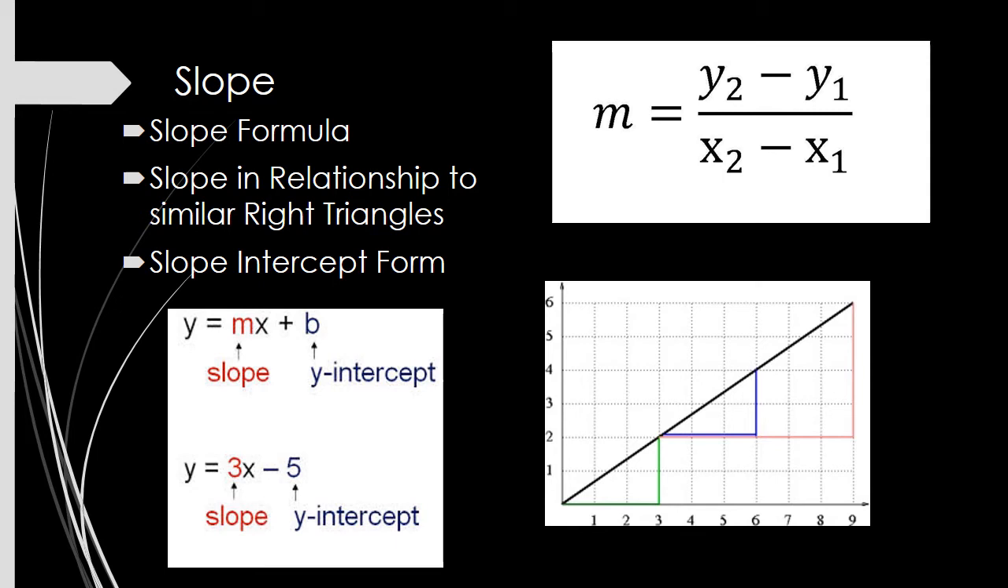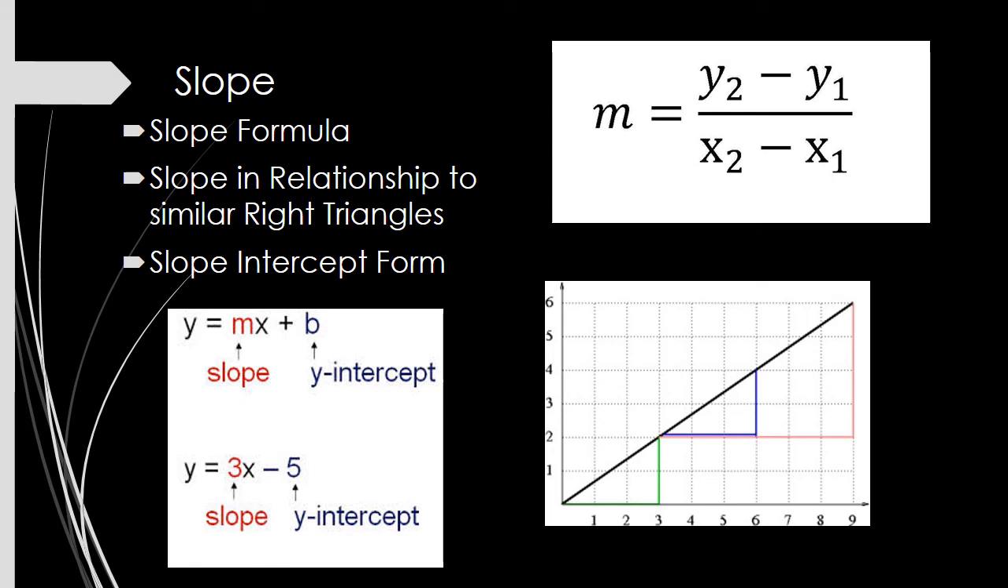And what we'll find is we do have similar right triangles there using the side-angle-side postulate. And what we really are doing is we're seeing that the hypotenuse of all of these similar right triangles makes up the slope of that line.